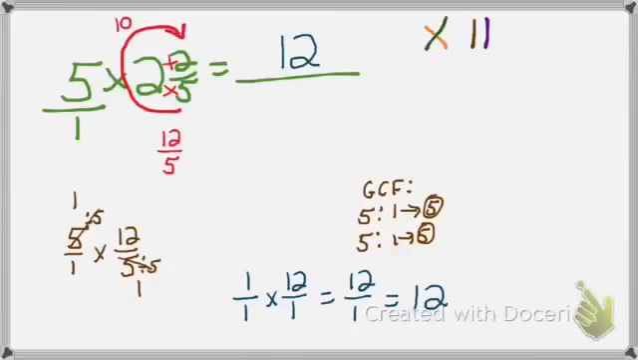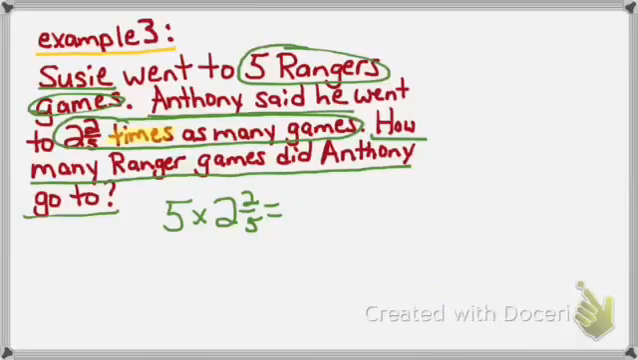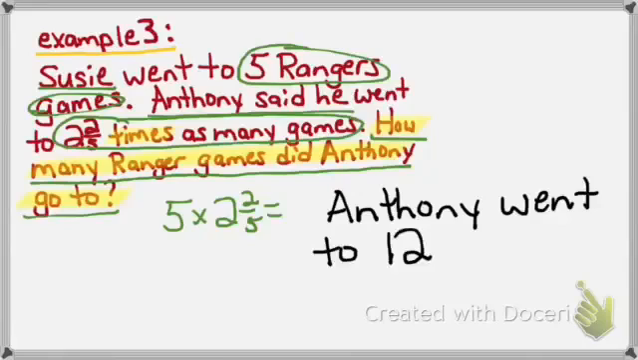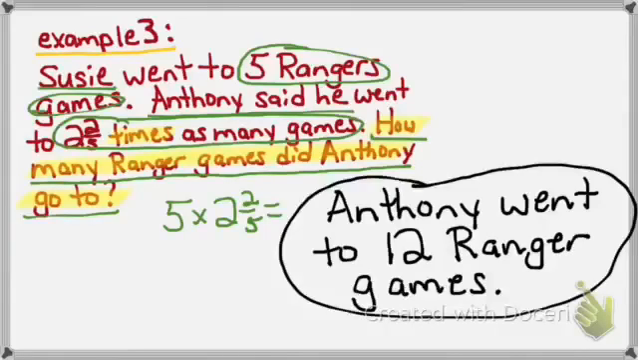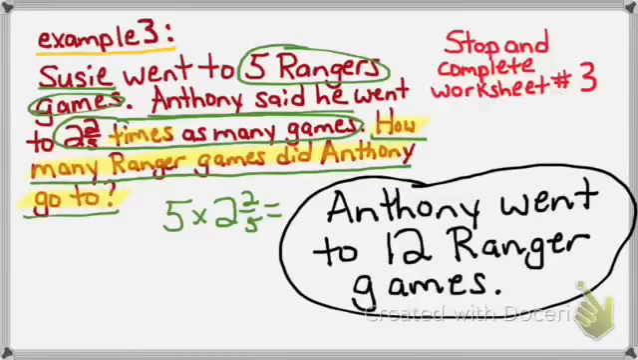And this was a word problem, so let's go back and put that with our question and the unit. So the question said, how many Ranger games did Anthony go to? So therefore my answer will be, Anthony went to 12. What's my unit? Ranger games. And that's my final answer. Please stop the video and complete worksheet number 3 right now.